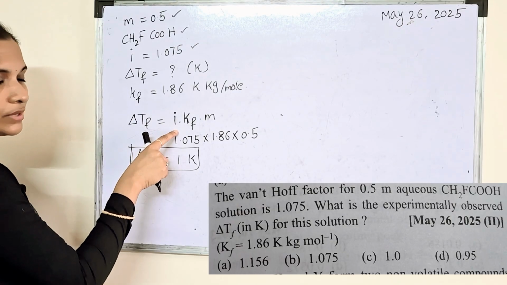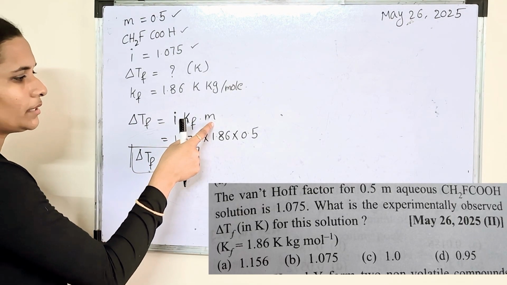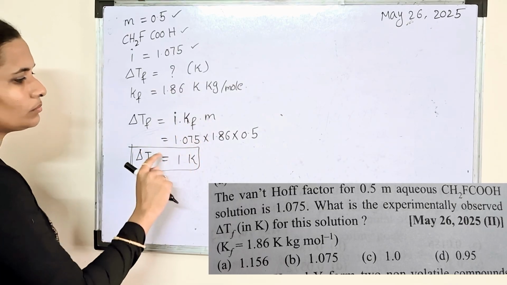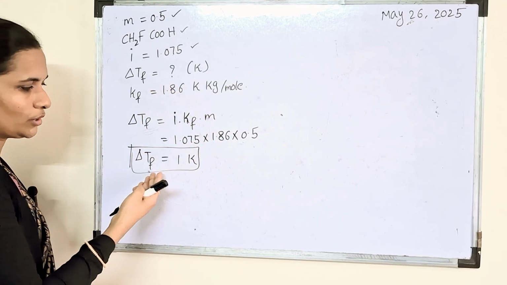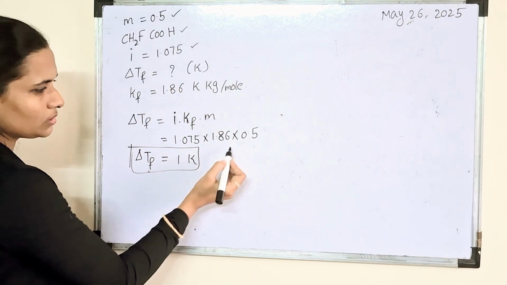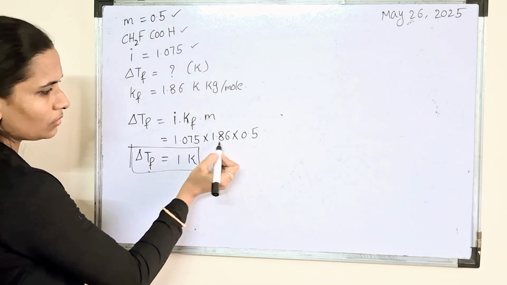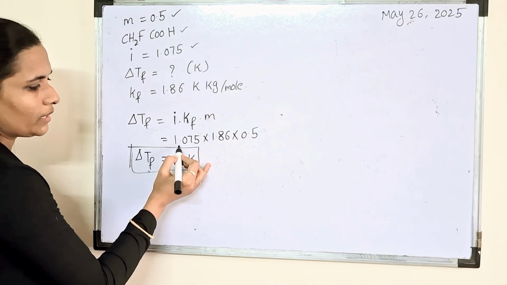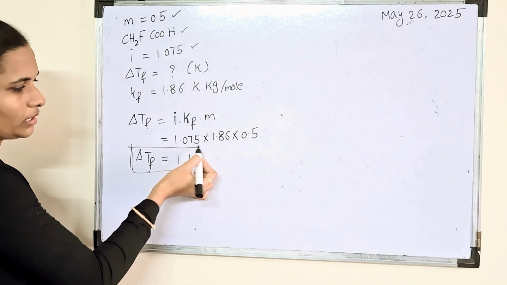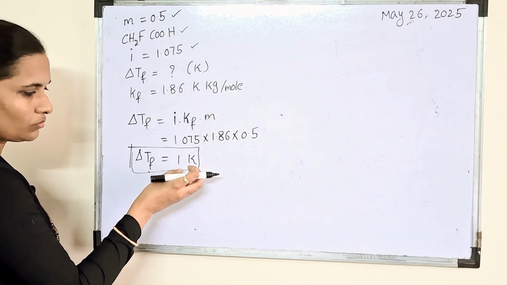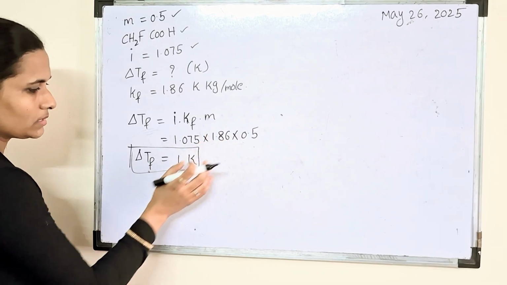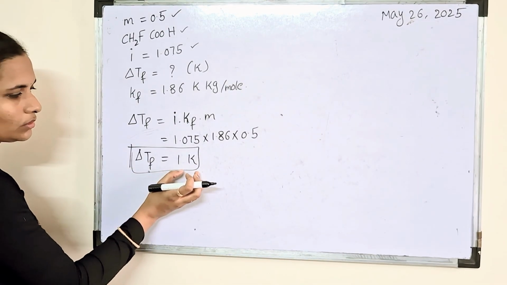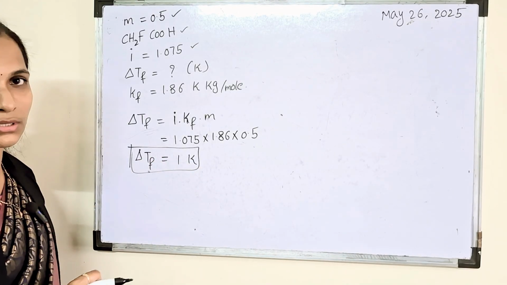The i value is given, Kf is given, molality is given. So delta Tf is i into Kf into m. If you substitute the values, you will get 1 Kelvin. Nearly 0.5, half, into 1.86 gives 0.93, and 0.93 into 1.075 is nearly 1. If you calculate exactly, you will get 1 only. So delta Tf, the depression in freezing point, equals 1 Kelvin. So this is the answer. Thank you.